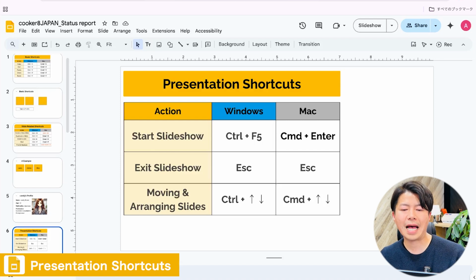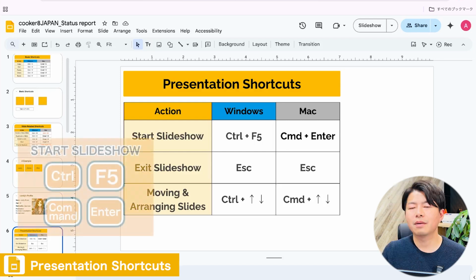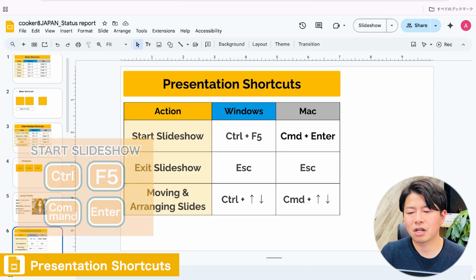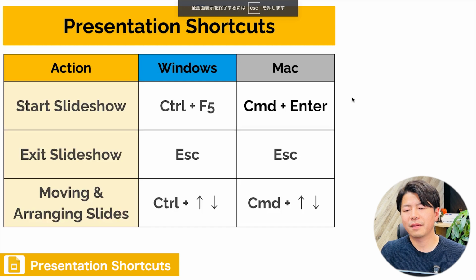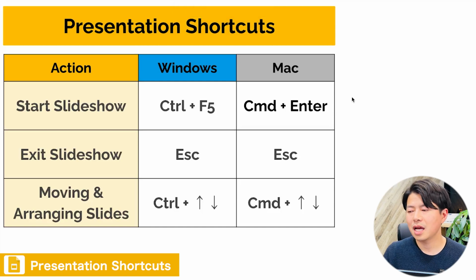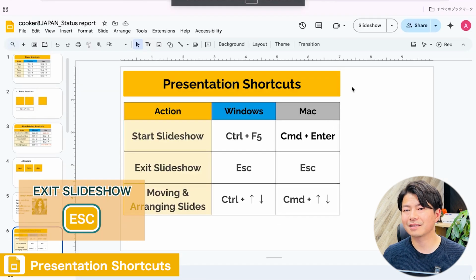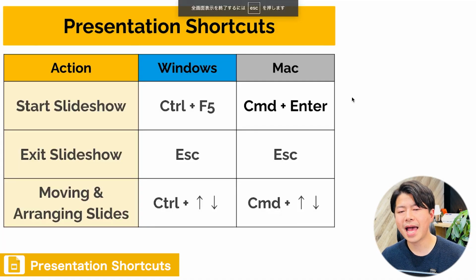So next is presentation shortcuts. Start slideshow, exit slideshow, moving and arranging slides. Press Ctrl+F5 or on Mac Command+Enter to instantly start presentation mode. Now presentation mode. To exit, just press Escape. That's it.